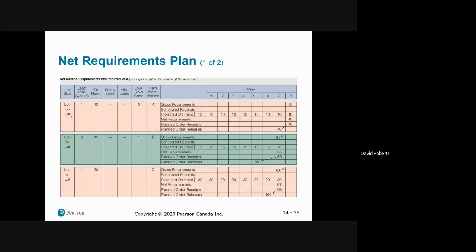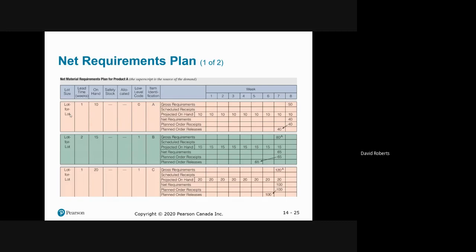But good news, you already have 10. So you only need to make 40, because your goal, unless you have a safety stock of 10, would be to use up the inventory you currently have. So the net requirements is what would happen if you didn't do anything. So even though it's written as a positive, it actually would be like negative inventory.